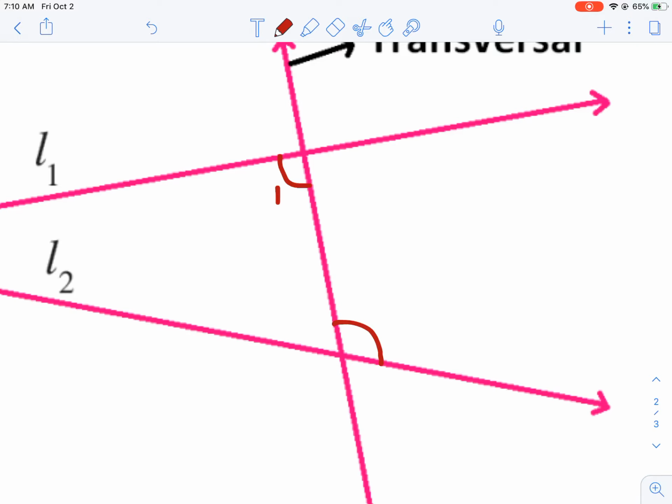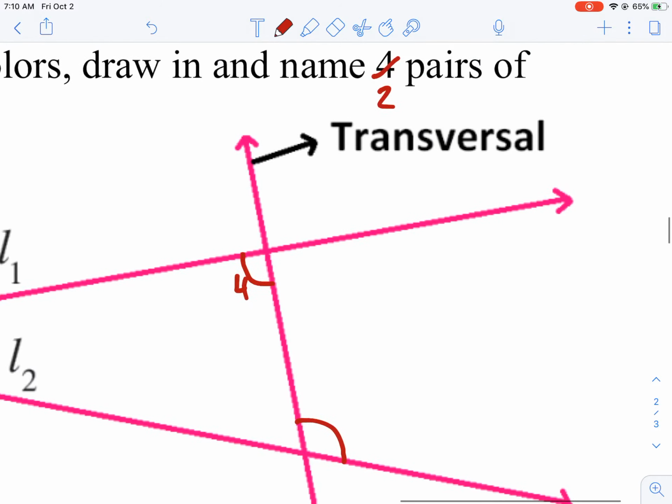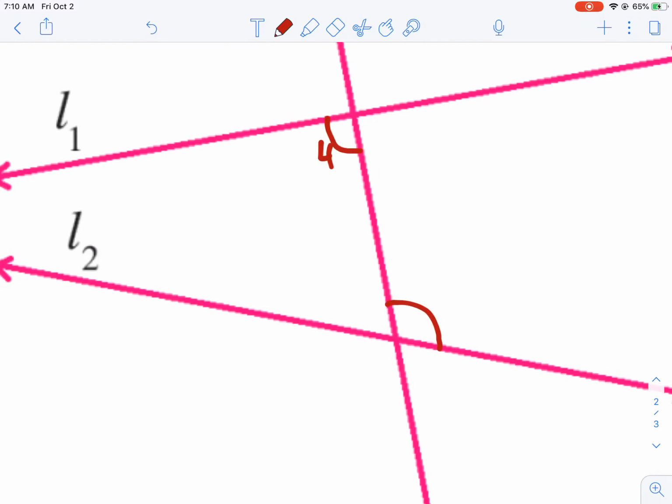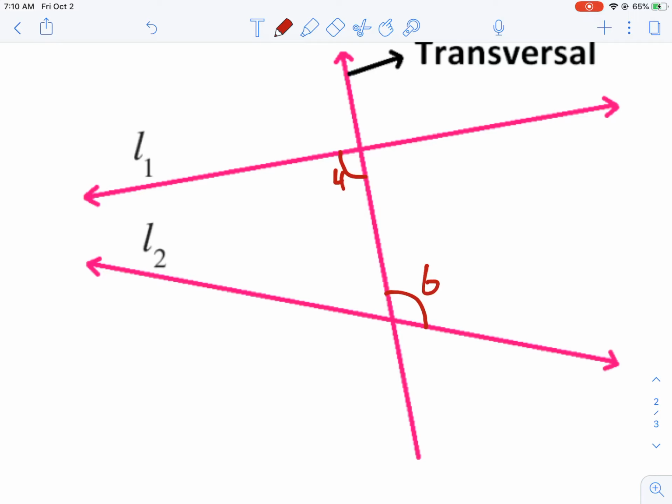So this one, I don't even know what we're doing. This would be angle 4 based on what we did above, and this one would be angle 6, all right? So these two angles right here are alternate interior angles, okay?